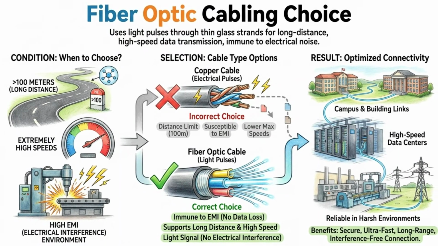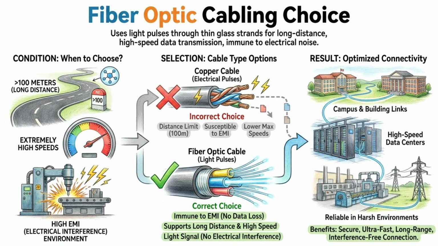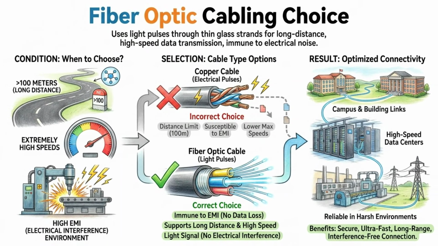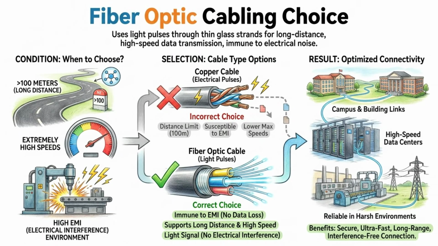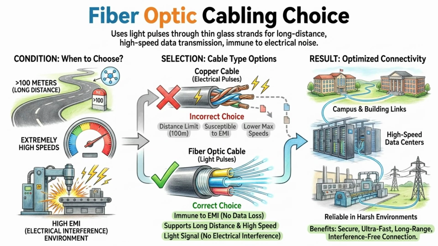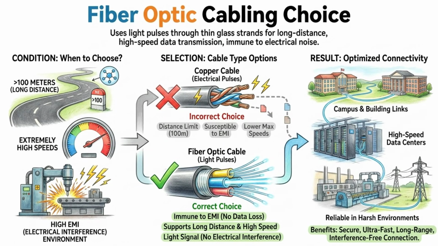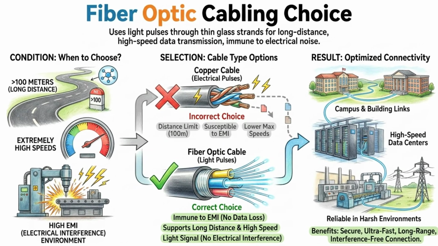Fiber is typically used to connect different equipment rooms together, to link entire buildings on a campus, or to connect high-speed data centers. The CCNA exam will often test your knowledge on when to choose fiber over copper, so always associate fiber with long distances, high speeds, and immunity to electrical interference.